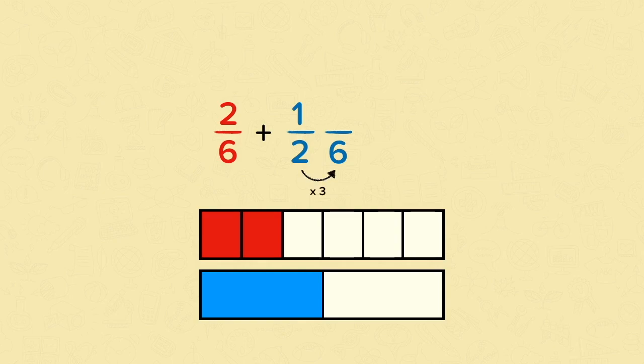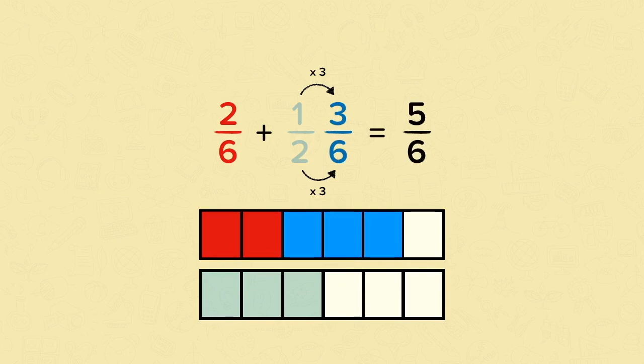To make the denominator of 2 into 6, multiply 2 by 3. We then need to multiply the numerator by the same number. 1 times 3 equals 3, so we get an equivalent fraction, 3/6. We can see that these are equivalent by looking at the model, where 1/2 can be split to represent 3/6.